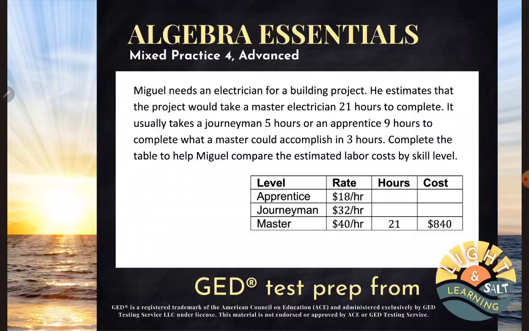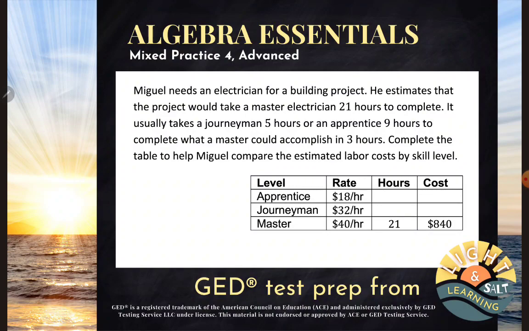Miguel needs an electrician for a building project. He estimates that the project would take a master electrician 21 hours to complete. It usually takes a journeyman 5 hours or an apprentice 9 hours to complete what a master could accomplish in 3 hours. Complete the table to help Miguel compare the estimated labor costs by skill level.